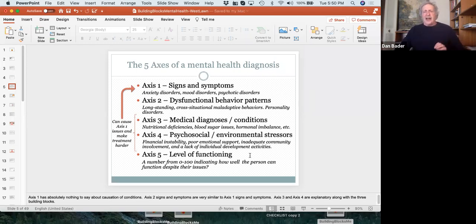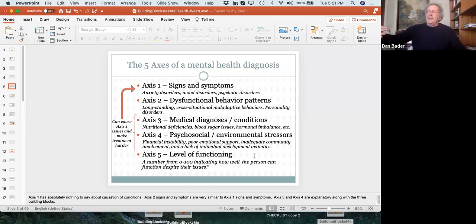Axis 5 was a number they gave you between 0 and 100, indicating how well you function. So, for example, you could have somebody who was given a diagnosis of major depressive disorder. Now, for major depressive disorder, there's a list of 9 different symptoms. If you have 5 of those 9, you get the disorder. So you could have somebody who had the necessary symptoms to get major depressive disorder, but they actually continued to go to work and carry on, soldiering through a pretty normal existence. On the other hand, you could have somebody who gets major depressive disorder and they can't get out of bed, and they become very non-functional. So you could distinguish between those two by the level of functioning.